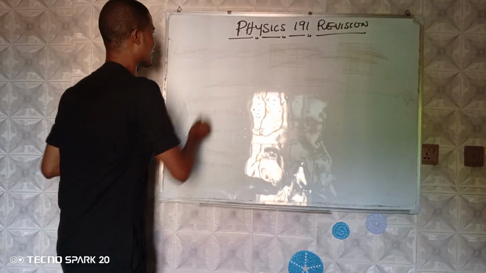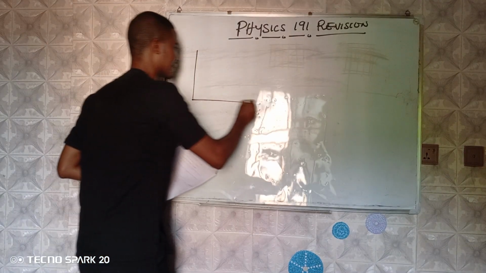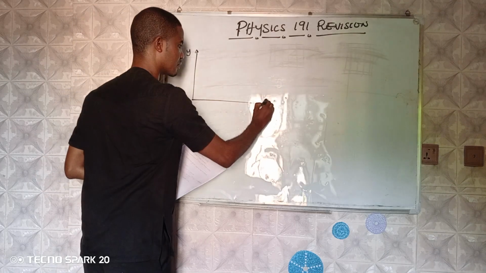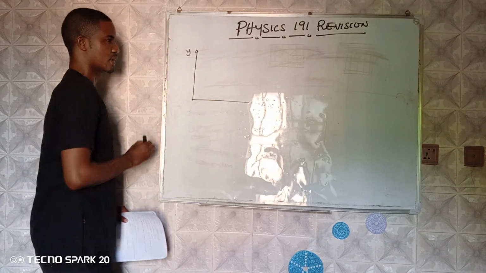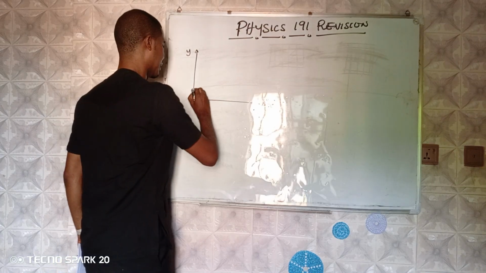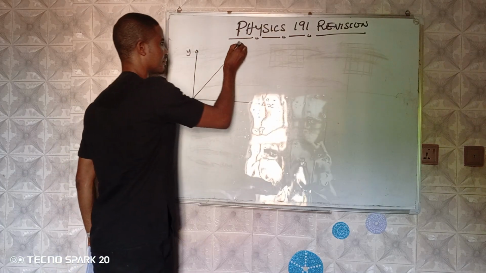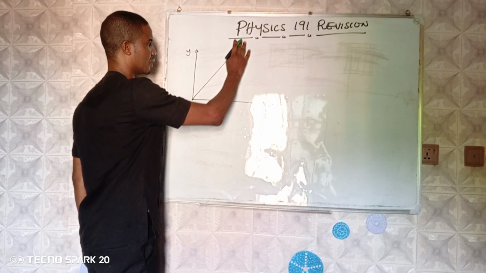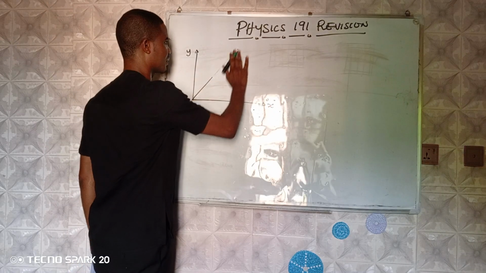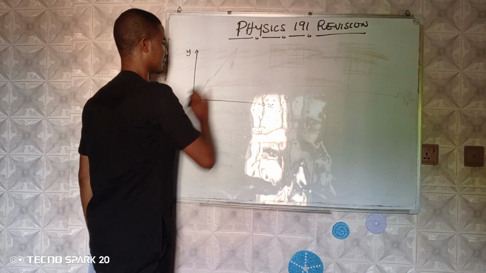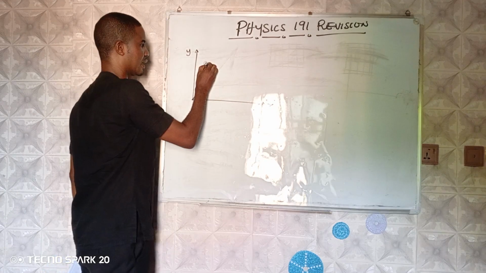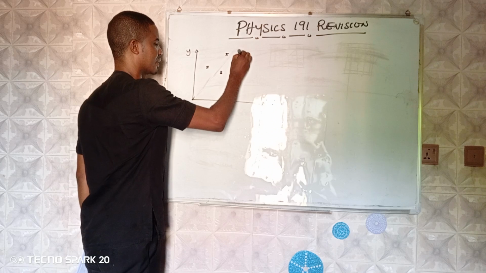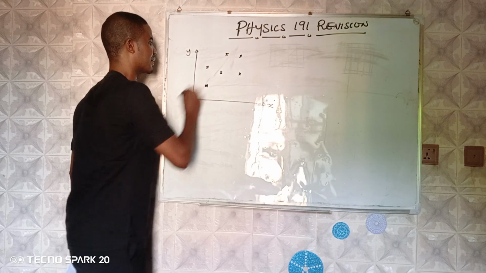When you want to choose a proper line, for example, I have something like this. This is my graph. I want us to look very well. I've plotted my graph, and I have points like this, like this, like this.